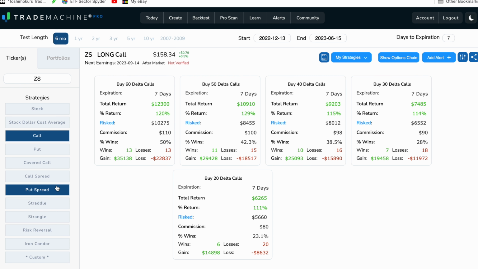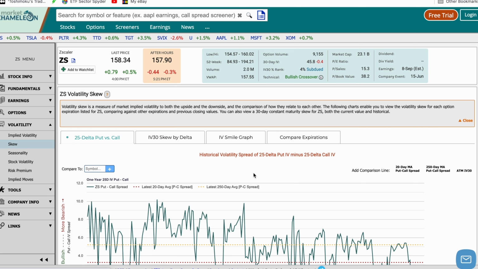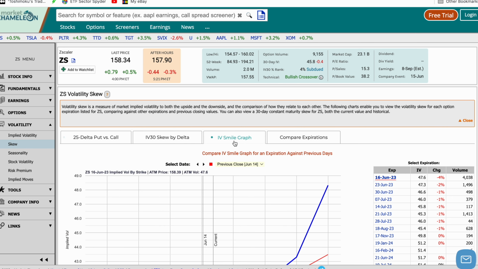That's the value of selling a put spread, selling something that is out of the money a bit. You'll still make money even if the stock doesn't move. And then lastly, let's check out how the IV smile is on volatility gecko. I called it volatility gecko. It's Market Chameleon. So we're going to go to skew here. Let's check out the IV smile graph.